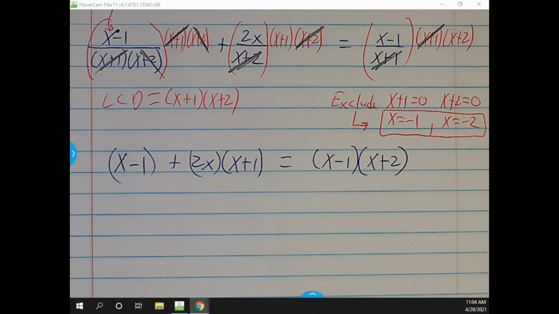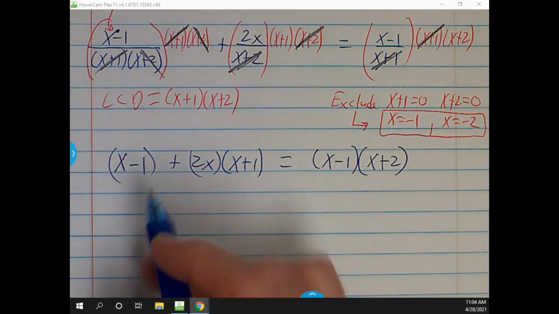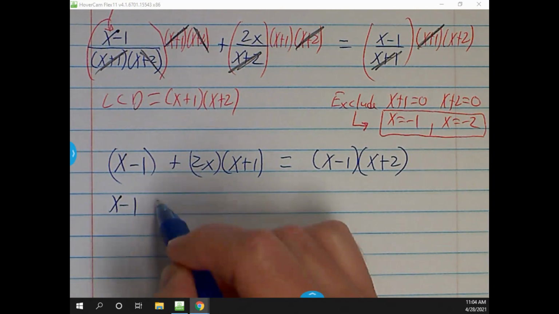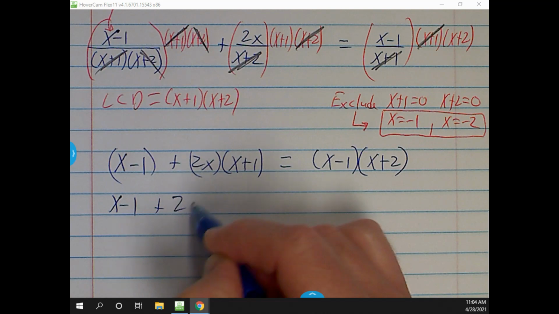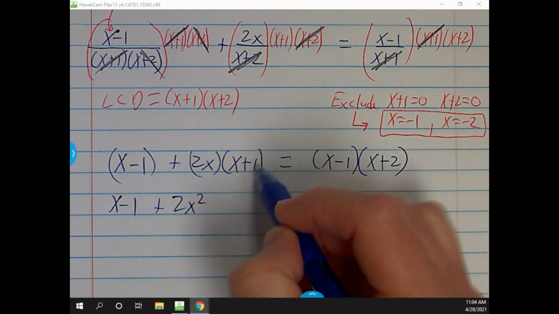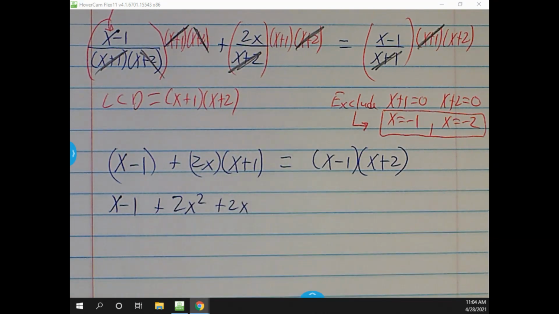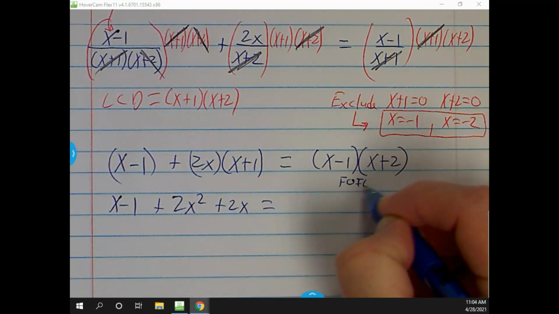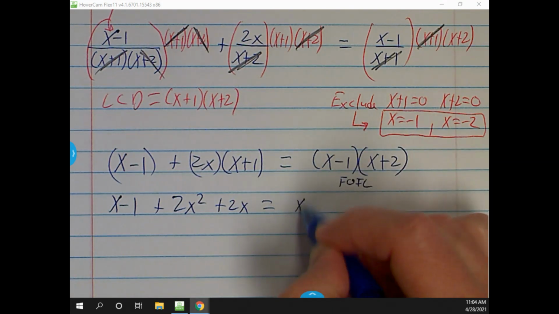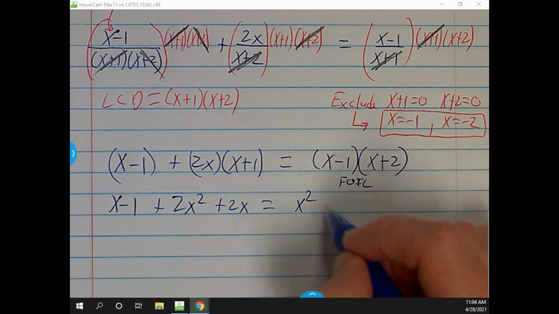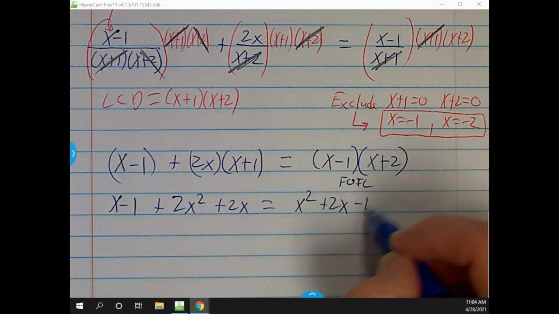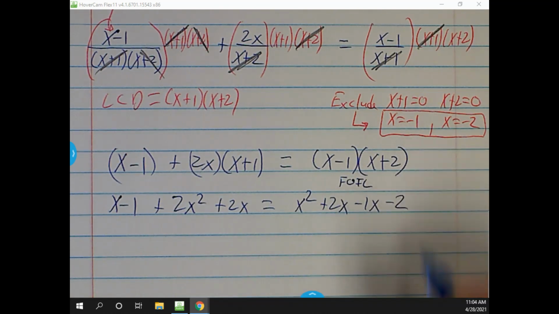All right, and then we'll just start working it out. There's nothing you can do with the x minus 1, so it's good like it is. For this one, a little bit of distributive property. So we've got 2x times x, which would be 2x squared. 2x times 1 would be 2x. For the right-hand side, you are going to have to do the full method. So x times x for x squared. x times 2 for 2x. Okay, negative 1x and a negative 2.